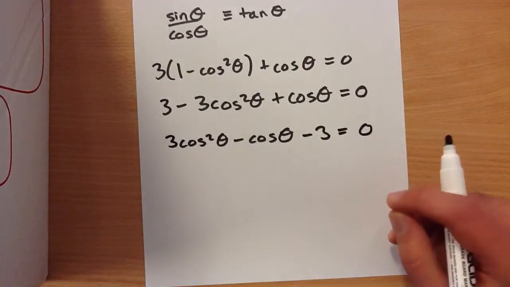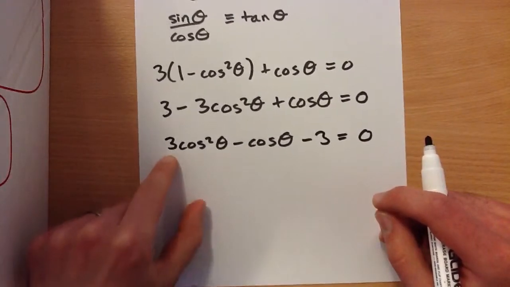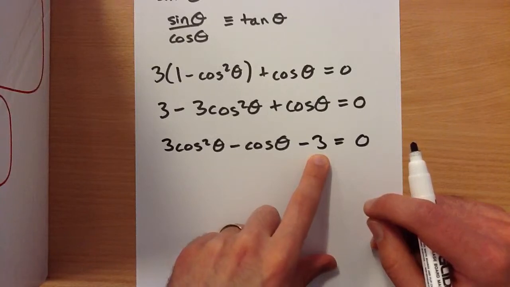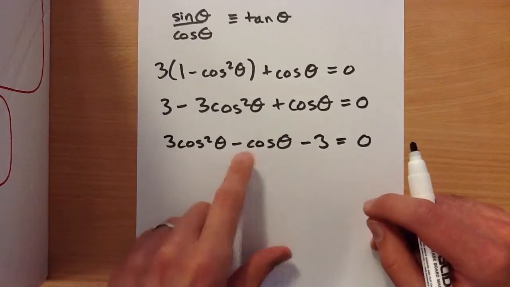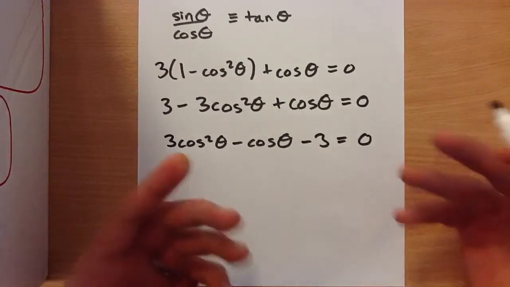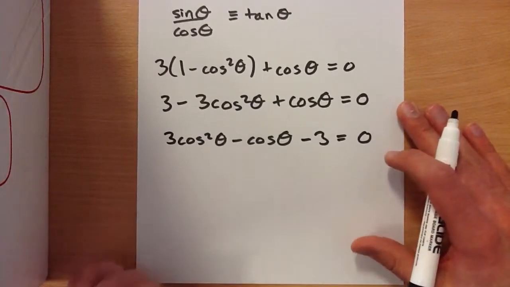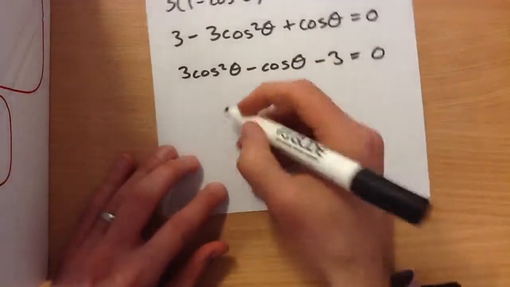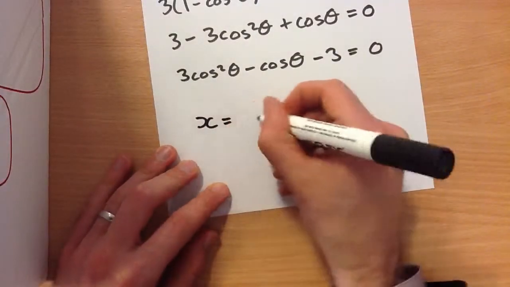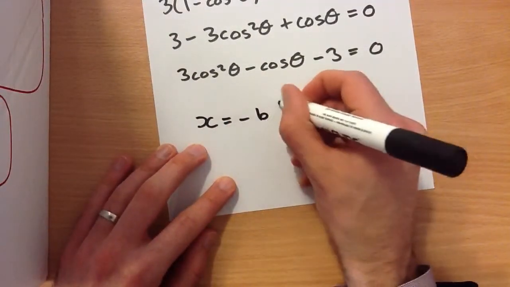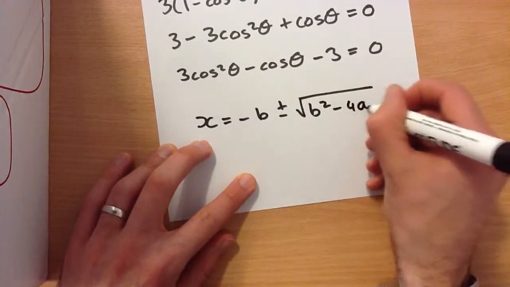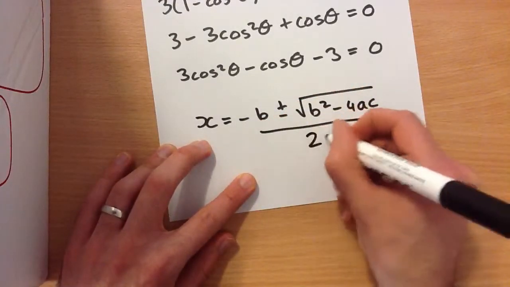So now I'm going to see if I can factorise that. Well, factors of 3 are 3 and 1, and factors of 3 again are 3 and 1, and I can't combine any of those to give me minus cos theta, so I can't factorise in this case. I need to use the quadratic formula. So the quadratic formula, which is given in your formula booklet, is this: x equals minus b plus or minus the square root of b squared minus 4ac, all divided by 2a.